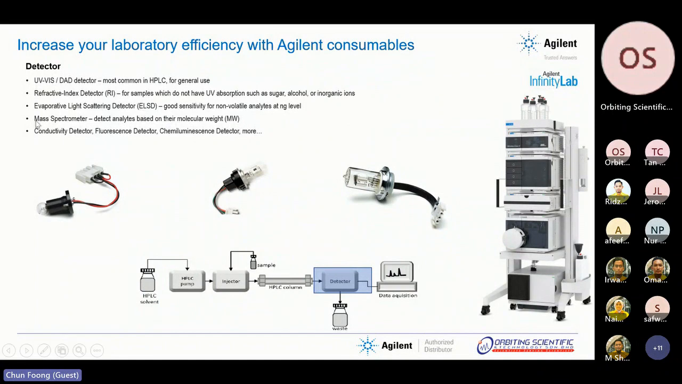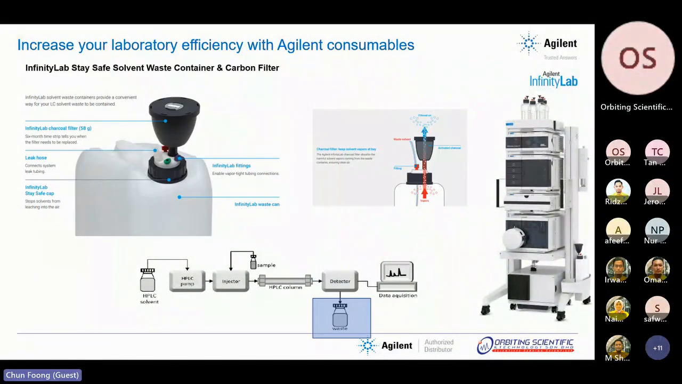Mass spec is nowadays also getting more and more common. It is not strictly a detector, it is actually a spectrometer, but we use it to detect analytes based on their molecular weight. Apart from these commonly used detectors, there are also conductivity detectors, fluorescence detectors, chemiluminescence detectors, and a lot more available in the market nowadays.